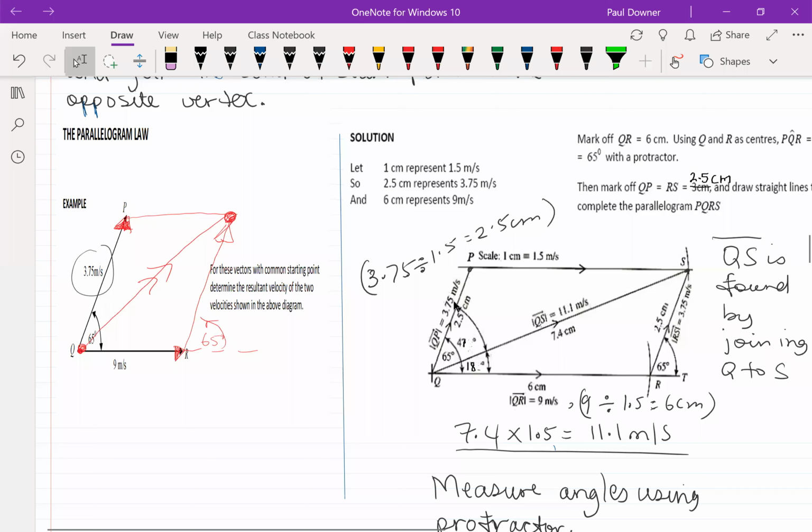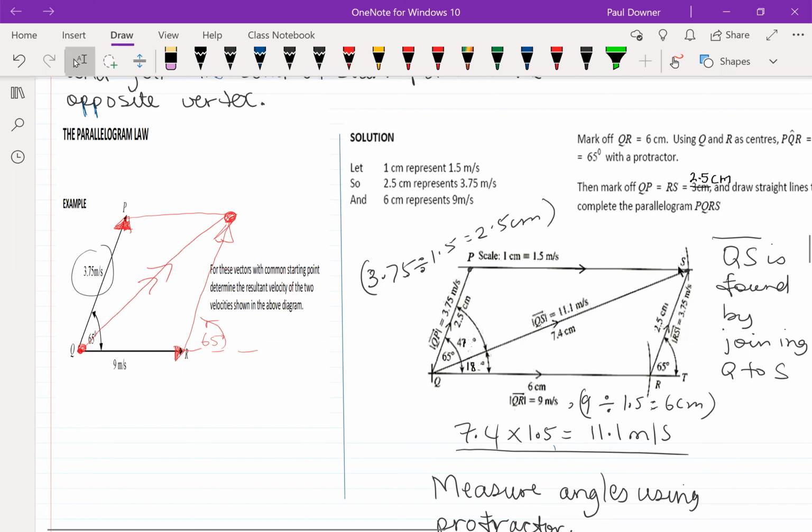Well, the same thing that I did to get this. I divided this by 1.5. I have to divide this 3.75 meters per second by 1.5 to get the length that this had to be drawn. That will give me 2.5 centimeters. So I would then draw this 2.5, right? And once I get these two, I would proceed as I described here to draw out these other two and then connect the common start point to the opposite vertex. Having done that, now I have the resultant.